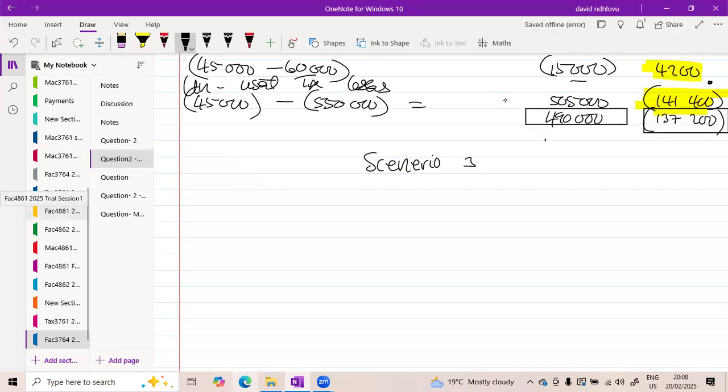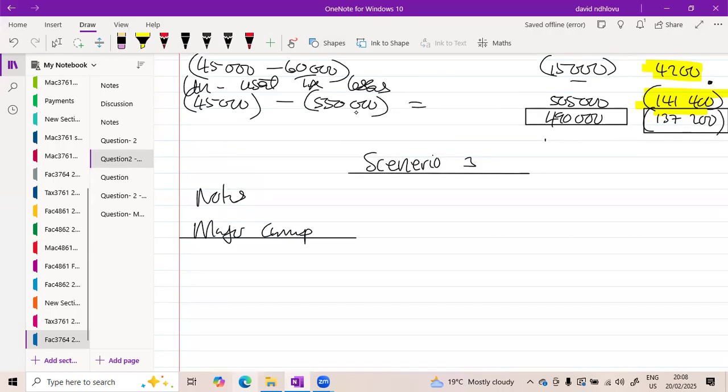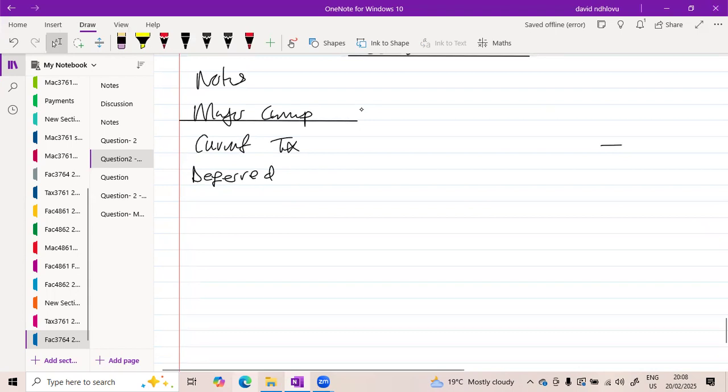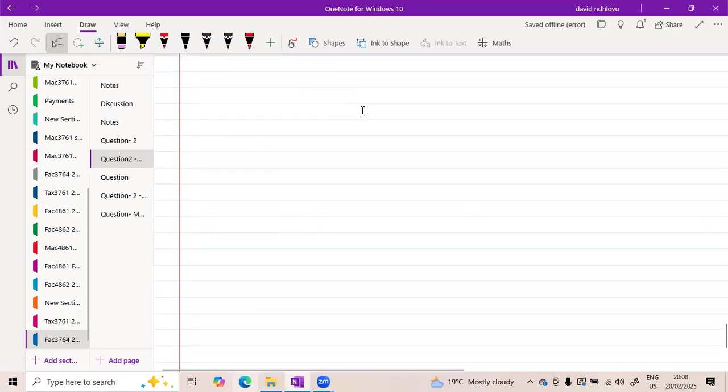Right, scenario number 3, we still have the same example, which means we still have the same structure. So we still are looking for the notes, and then major components. On major components, we have the current tax, we have nothing, and then we have the deferred tax. We have nothing there because we know from the previous calculation that the taxable income was a tax loss. Then we can go now to our calculations.